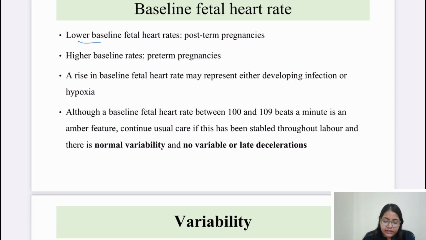Lower baseline you usually see in postterm pregnancies and higher baseline in preterm pregnancies. A rise in baseline may represent either developing infection or fetal hypoxia.